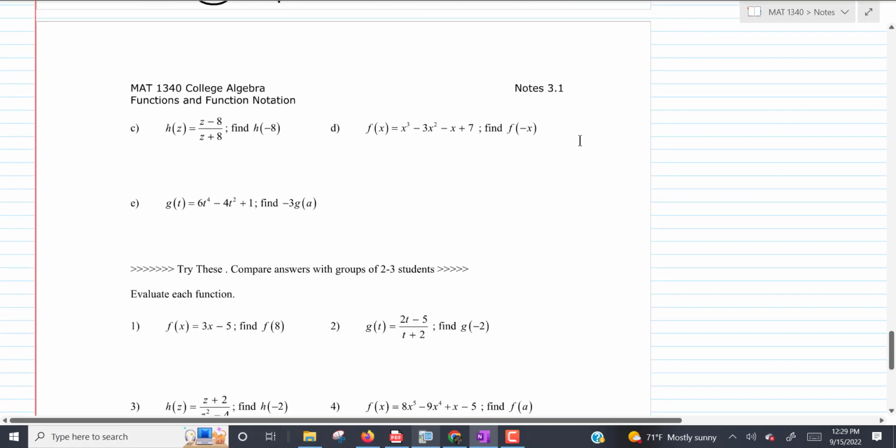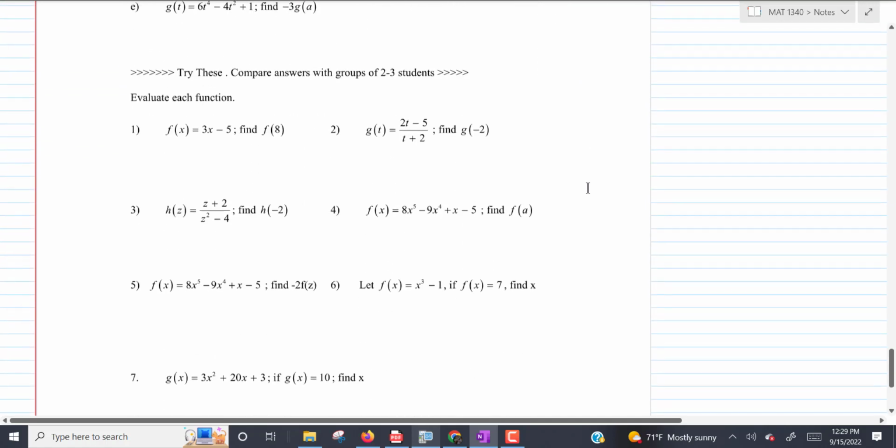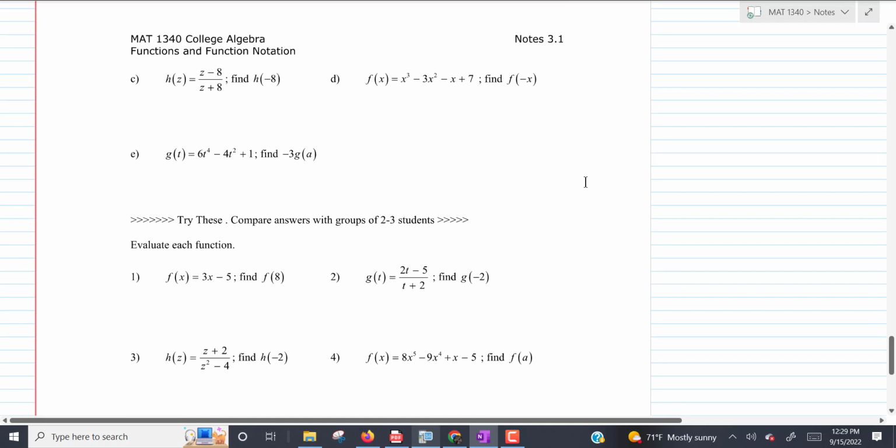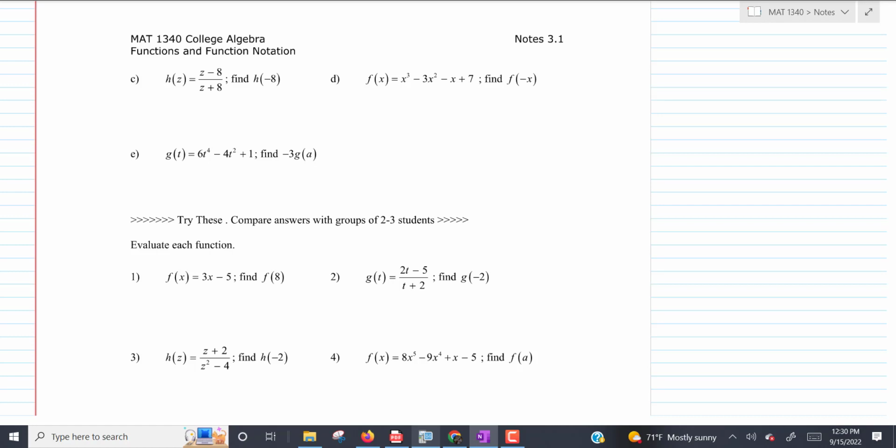Okay, so let's work a few more things out. This is not a very long section, so we won't spend a lot of time on it. The next one says h of z is z minus 8 over z plus 8. Okay, so just plug it in. So again, I'm going to write this as parenthesis minus 8 over parenthesis plus 8. I wish more students would develop the habit of putting parentheses where that variable goes.